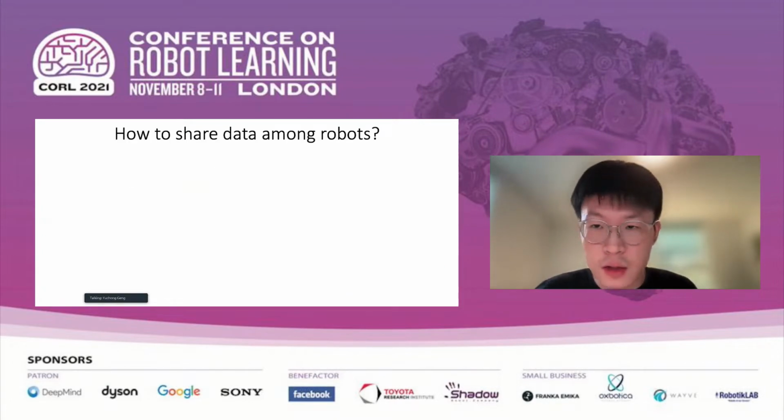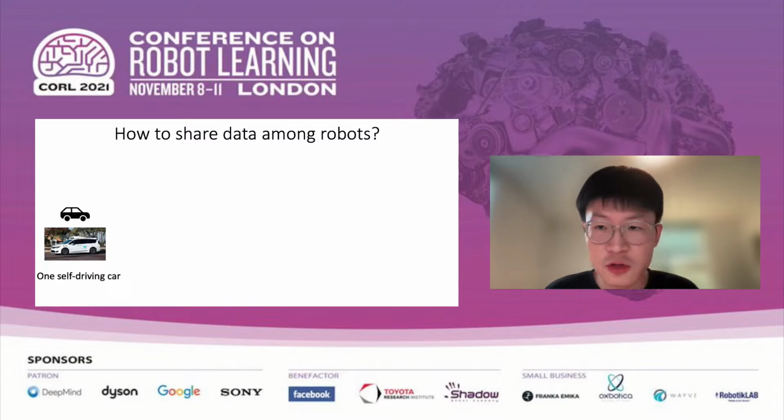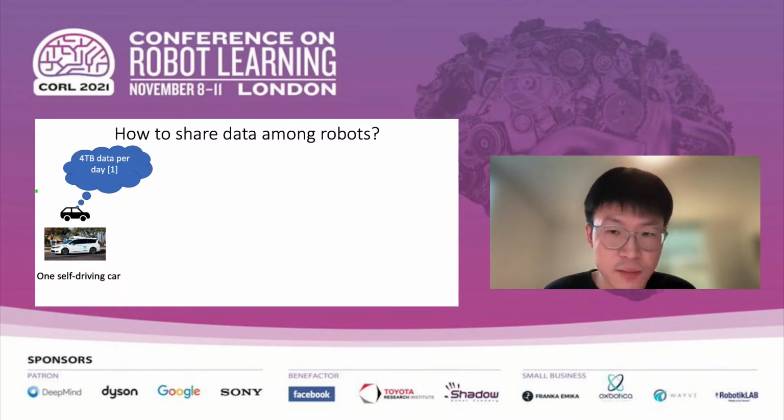Okay, I want to begin with a question. How should we share data among robots? Let's start with just one robot. Suppose we have a self-driving car from a certain company. According to Intel, one such robot can generate 4 terabytes of data per day. Intel is referring to this as a new oil for the future, and therefore, we may want to utilize this resource by sharing. But such an amount of data may be hard to share over the commodity network.